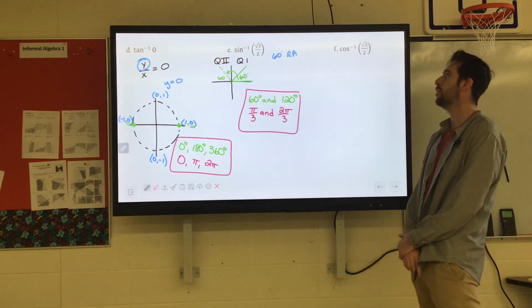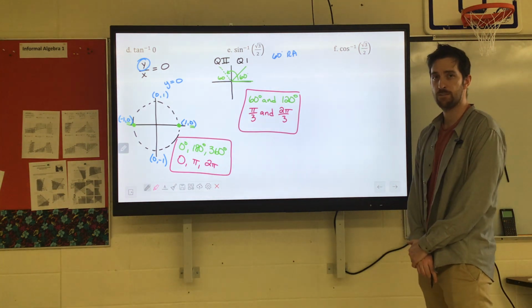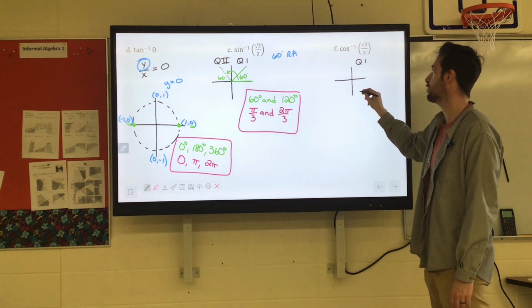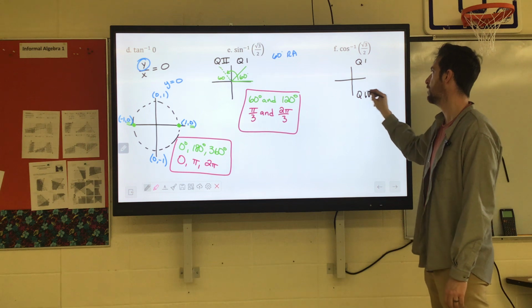All right, and then cosine is positive. Cosine is our x. The 2 quadrants that have a positive x are quadrant 1 and quadrant 4.